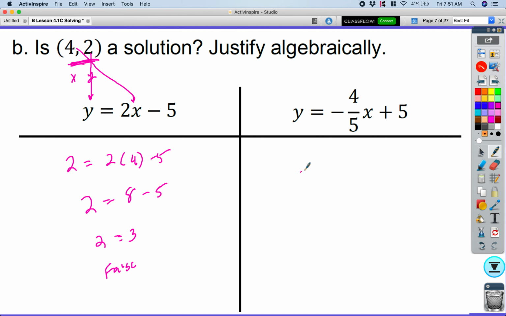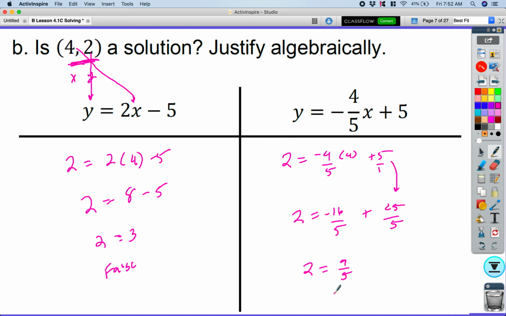We can do the same thing over here, and I'll get 2 equals negative 4/5 times 4 plus 5. This would give me 2 equals negative 16 over 5 plus 25 over 5. I just turned this 5 over 1 into a common denominator. So when I add these up, I'm going to get 2 equals 9 over 5, or 2 equals 1 4/5, or 1.8. And that is also a false statement.